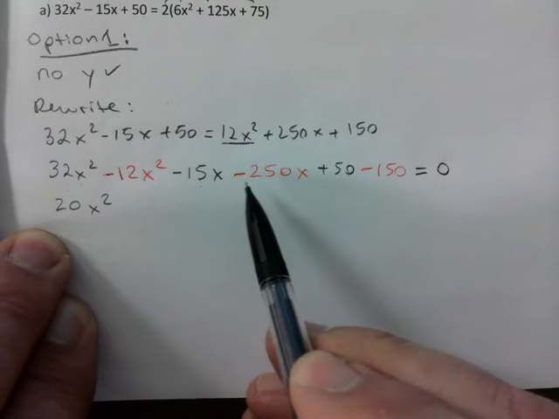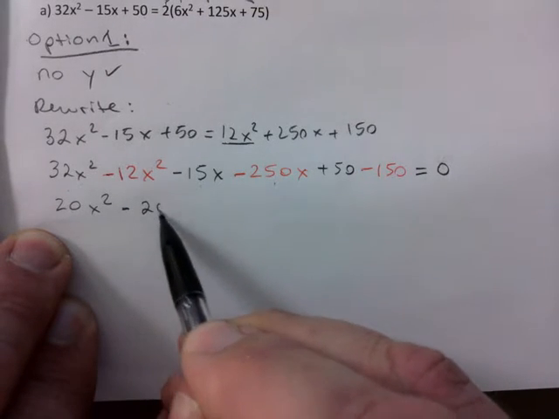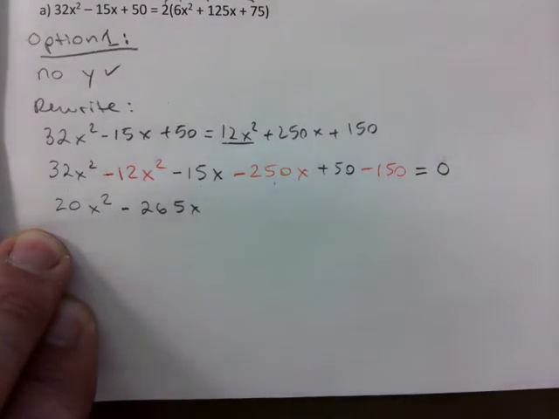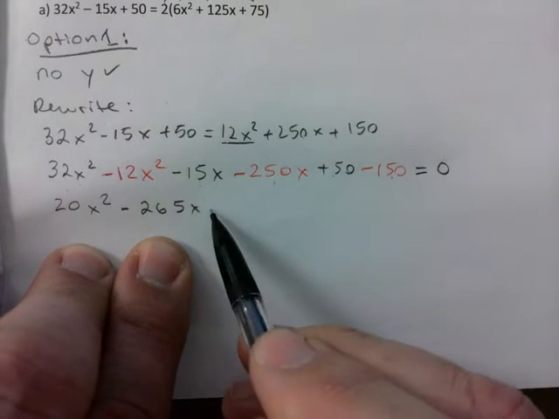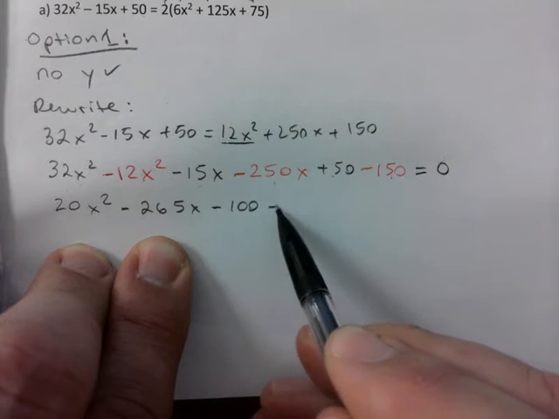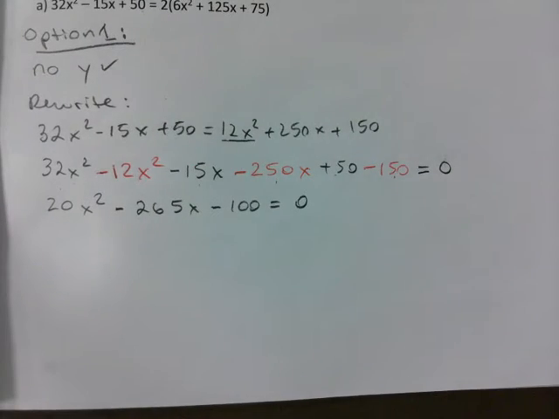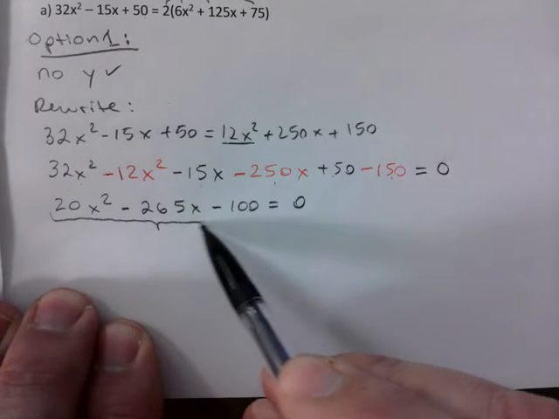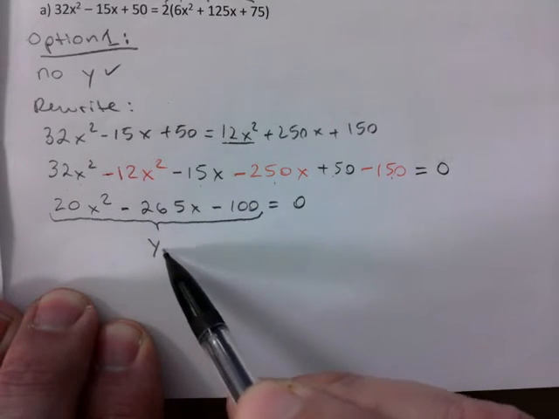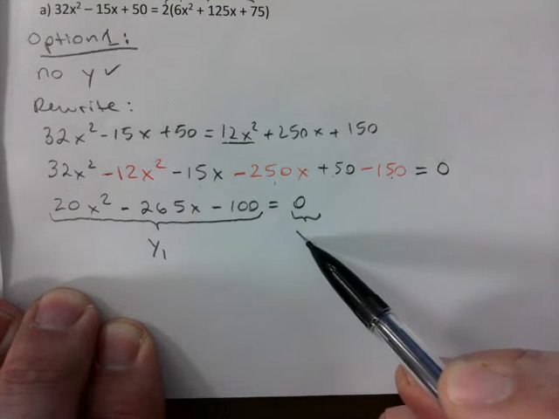Negative 15x and negative 250 is negative 265x. Yikes, right? 50 and negative 50 is negative 100. And that is equal to 0. So basically, you type this into y1, and we type whatever's on the right-hand side into y2.